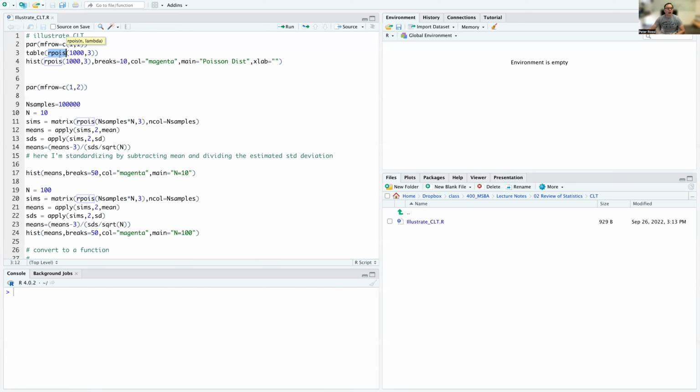So I'm going to draw 1,000 of them, and I'm going to use the table function to just give me a table of the frequency of each of the outcomes. So the outcomes, you can see the table results down here in the console window. And in the table, you don't see any Poisson values much more than about 10. Most of them are between around 0 and say 6 or 7. So this is a discrete distribution.